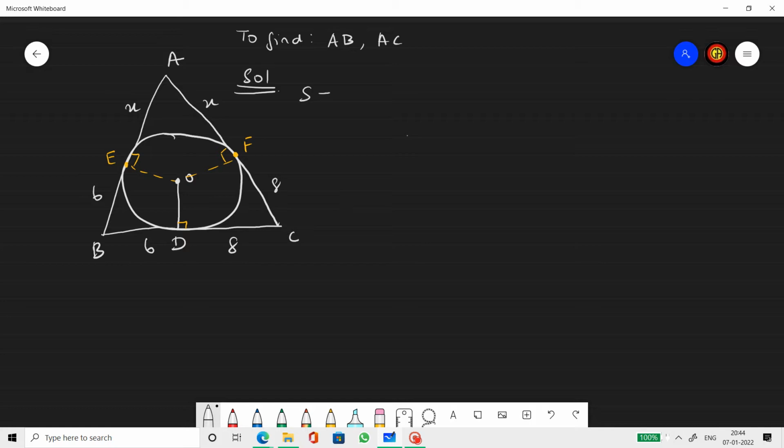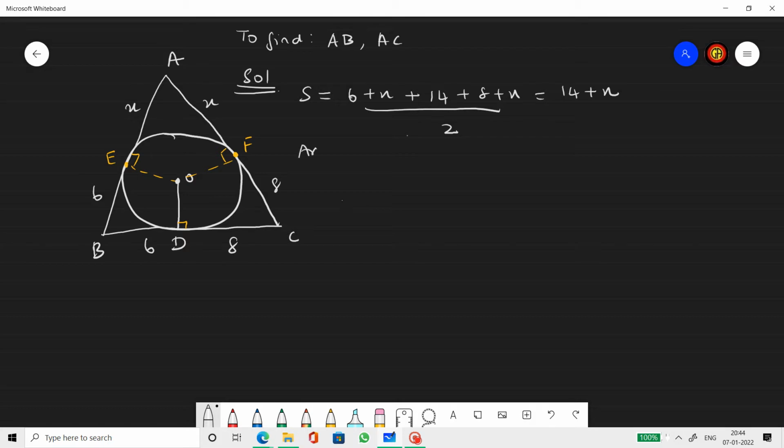So S stands for semi-perimeter in Heron's formula, which is the sum of all sides divided by 2. So the sides are here AB, BC and CA. So 6 plus X plus 6 plus 8, which is 14, plus 8 plus X, divided by 2. So this is the semi-perimeter, and this will simplify to 14 plus X.